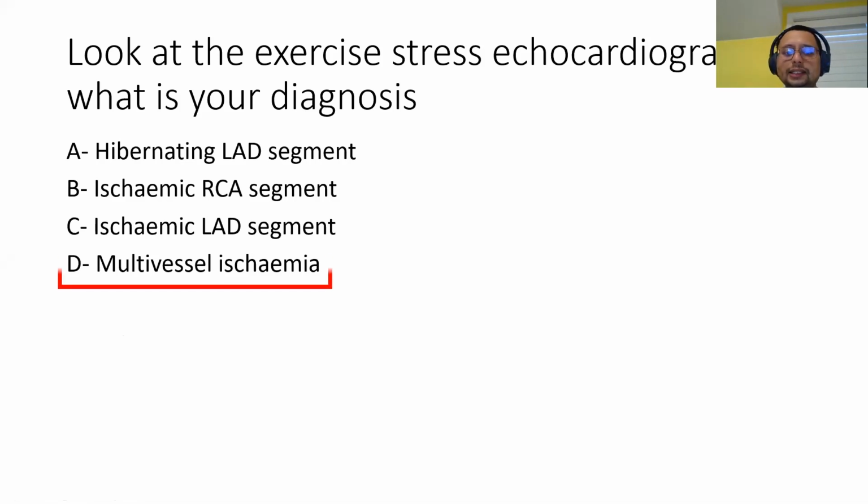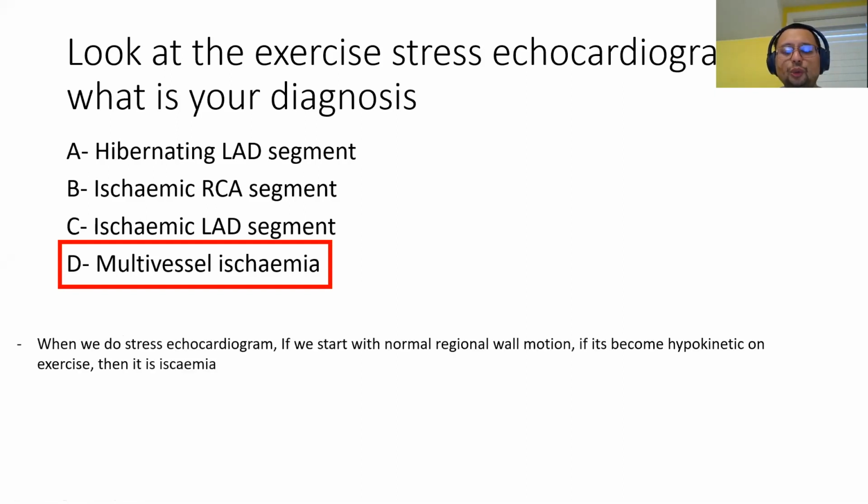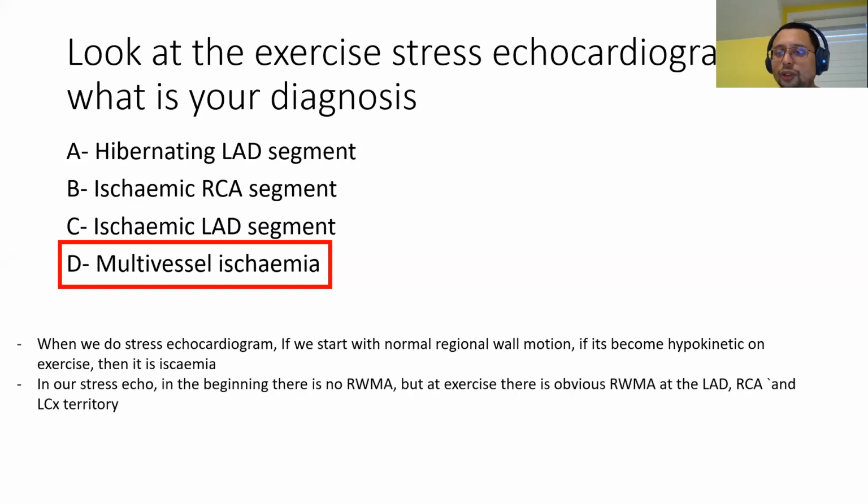Okay, this is actually someone with multi-vessel ischemia. When we do stress echocardiogram, if we start with a normal regional wall motion and it becomes hypokinetic on exercise, then it is ischemia. In the stress echo that I showed you, at the beginning there is no regional wall motion abnormality, but at exercise you can see hypokinesia in the LAD, right coronary artery, and circumflex territory.